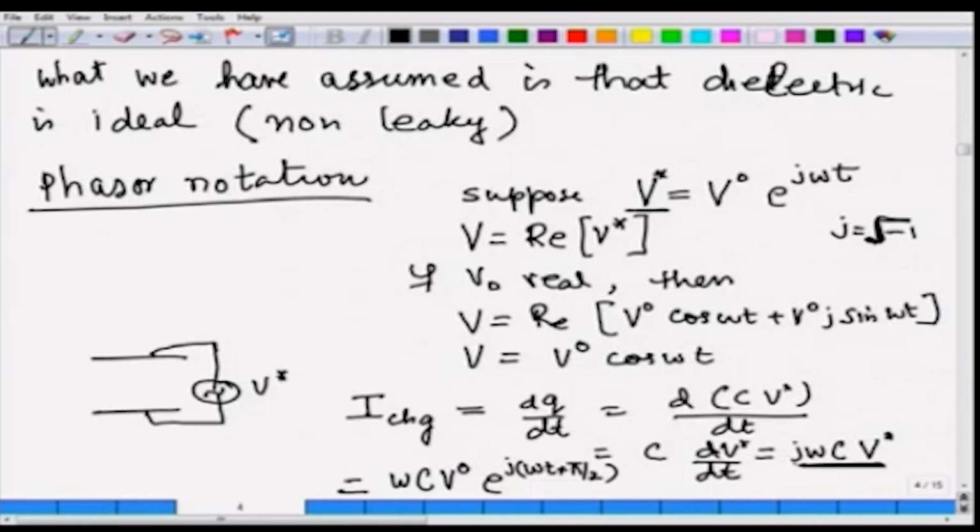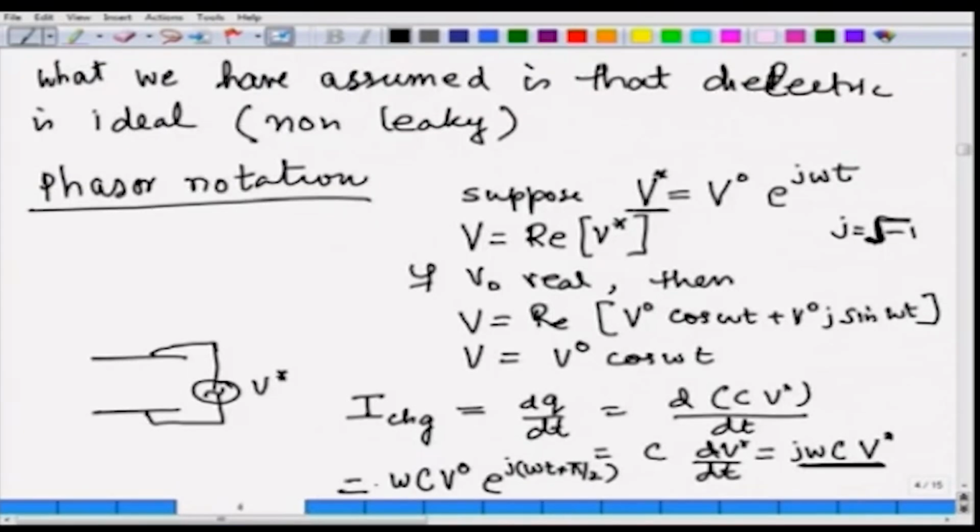I have written this quantity as exponential j pi by 2. That is why this quantity is appearing here like this. What does it mean? It means that the charging current is pi by 2 off in phase from the voltage that we have applied. So if I draw this, and I am assuming this as ideal, I am continuing to use an ideal capacitor right now.